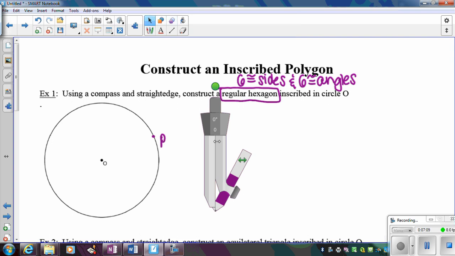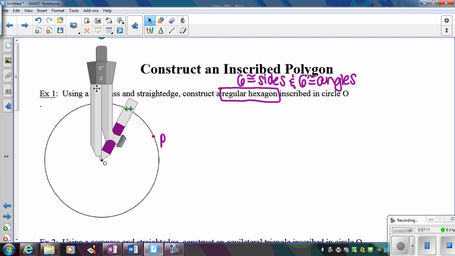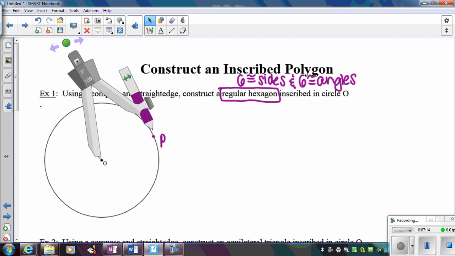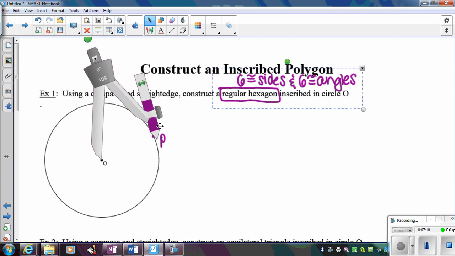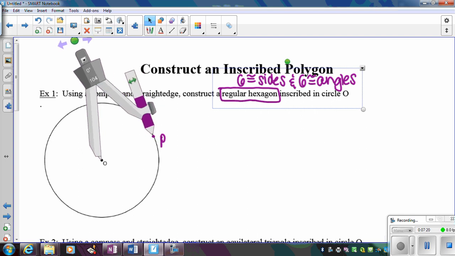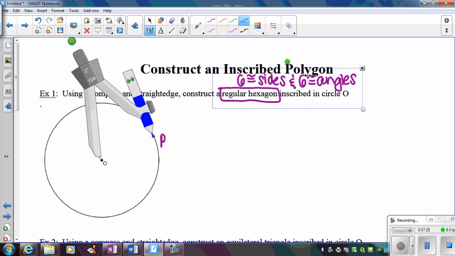And then the next step is going to be to measure the radius of this circle. And this is what I'm going to use to be able to construct the 6 equal sides. So the radius of the circle is going to go anywhere from point O to a point on the circle. So in my case, it's going to be point P. So let me just mark that, showing you that I did measure that. So there's my first step, measure the radius.